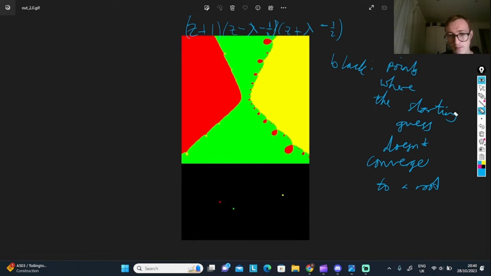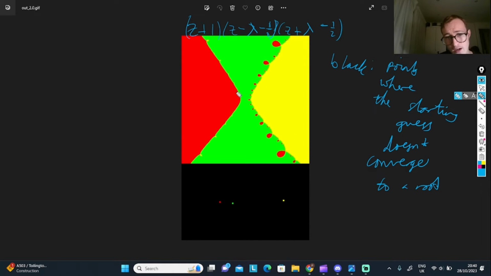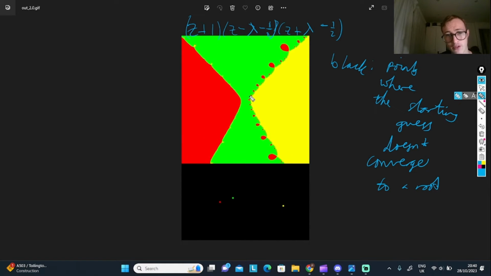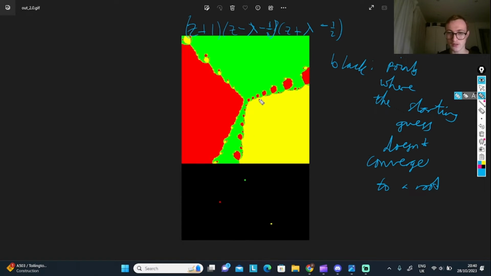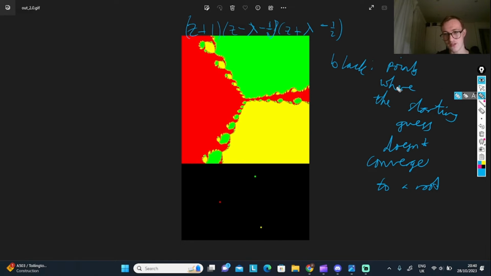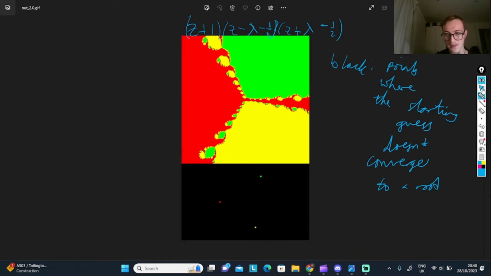That might seem weird because here it looks like there are no black spots. And that's good news, because it means that for almost any polynomial, for almost any starting point, Newton's fractal will always converge to a root. So that's good news. But now let's dive in a little bit deeper.